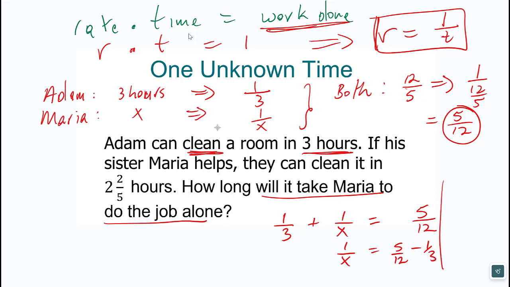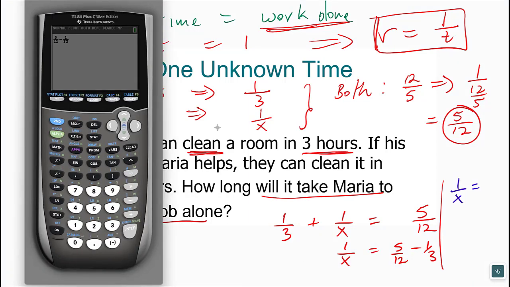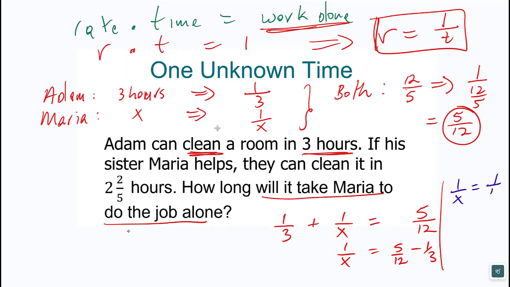So all I need to do now is solve this. Let's use a different color. I'm going to do 1 third from 5 over 12. Let's go to my calculator now. That's simply going to be equal to 1 over 12. So if that is 1 over 12, Maria working by herself, all I need to do is flip this, is going to simply be 12 hours, because Maria working by herself will take 12 hours to complete this job.